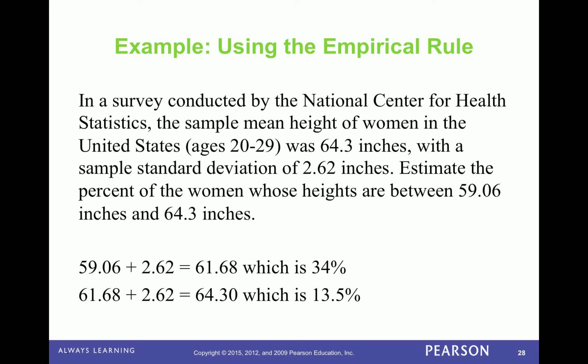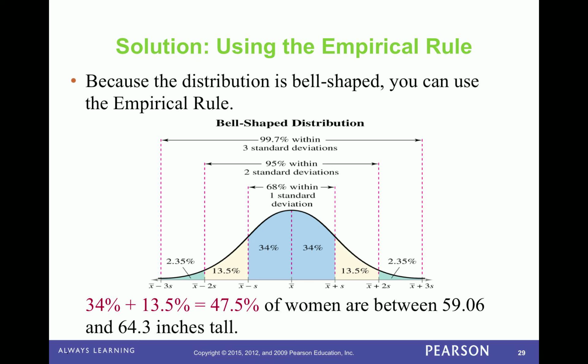All right. So the average... between 59.06 and, adding 1 standard deviation, is 34%. Add another standard deviation, it is 13.5%. So in this case it's 34 plus the 13.5. So 47.5% of the women are between 59.06 and the average, which is 64.3 inches tall.